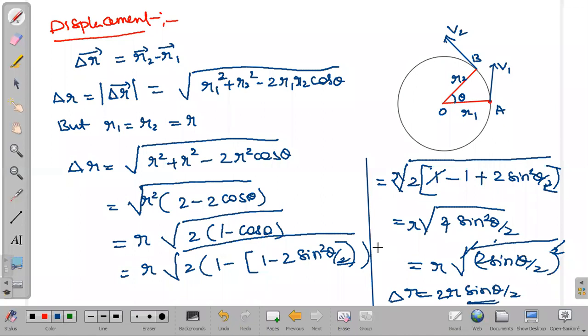Now what about distance? How do we find distance from here to here, A to B? It is simple, it is arc length. This is all magnitude of displacement, and arc length, what do we write? Generally we already have the formula: arc length is equals to theta, the angle, into the radius. So angle into the radius we will be writing, that is our distance.